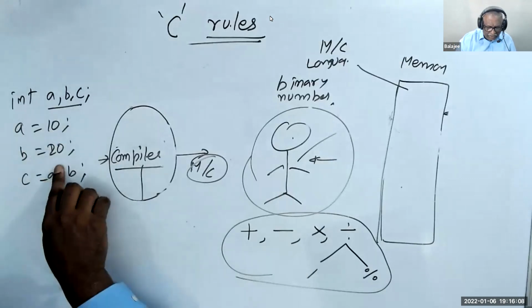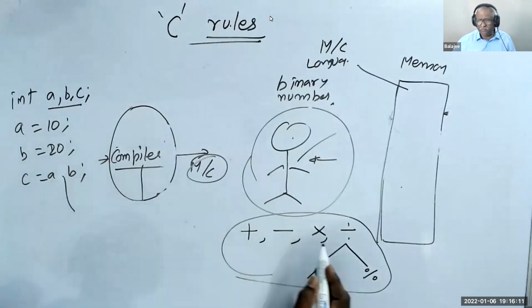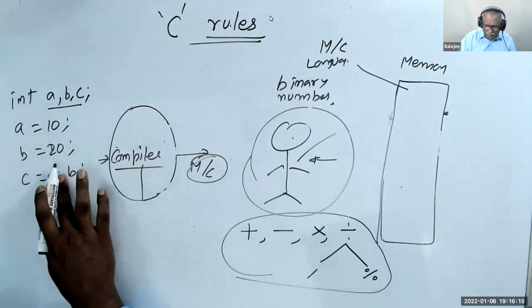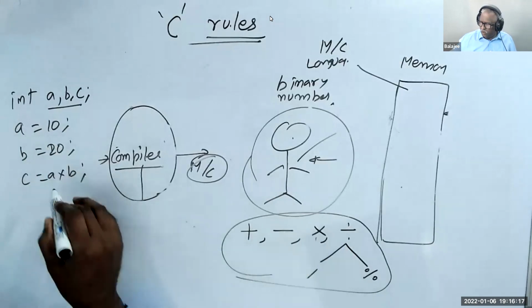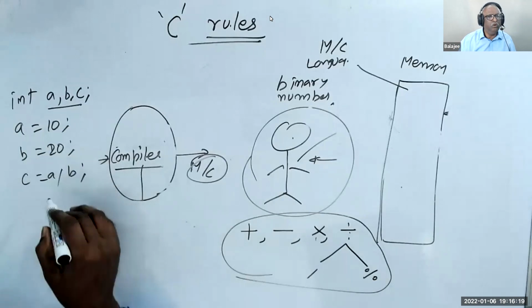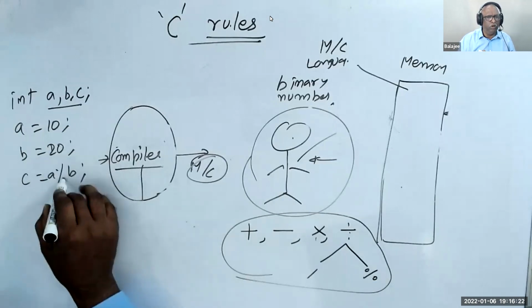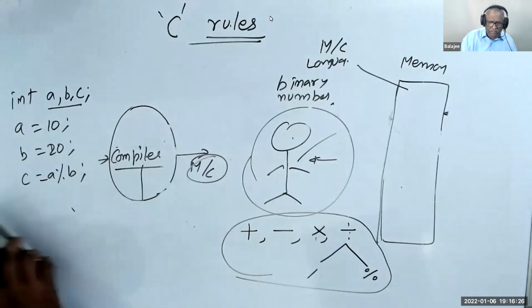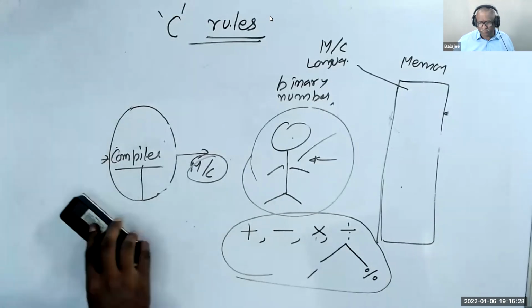Now you can replace this with any operators. You can replace it with negative, minus, multiply, or divide, or percentage. It's modulus. That is remainder. Remainder is a good word. Okay, that actually gives you the remainder.